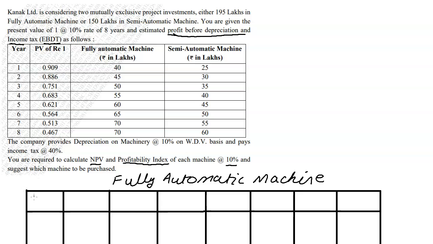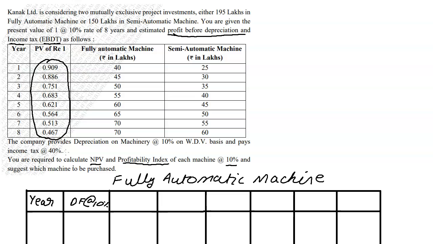We've been given the year. We have been given the discount factor at 10%. Nicely, they've given it to you in this question. Don't expect that to happen in the exam. You may have to use the calculator and make use of the formula 1 upon 1 plus r raised to the power of n. How is that done? I have already uploaded a separate video explaining NPV and profitability index. Please watch that.